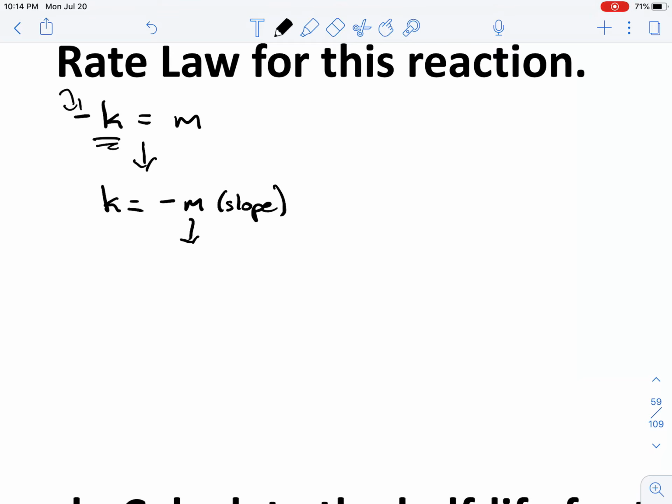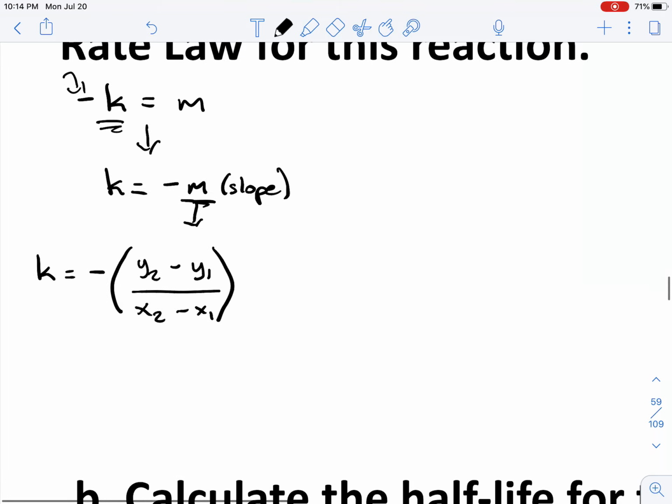And so we can go ahead and expand m to an equation such that the rate constant k is equal to negative parentheses y2 minus y1 over x2 minus x1. And so all I really need is 2 points on that graph, and it can be any 2 points. And if we plug this into the slope formula, we should be able to calculate or determine the rate constant k.